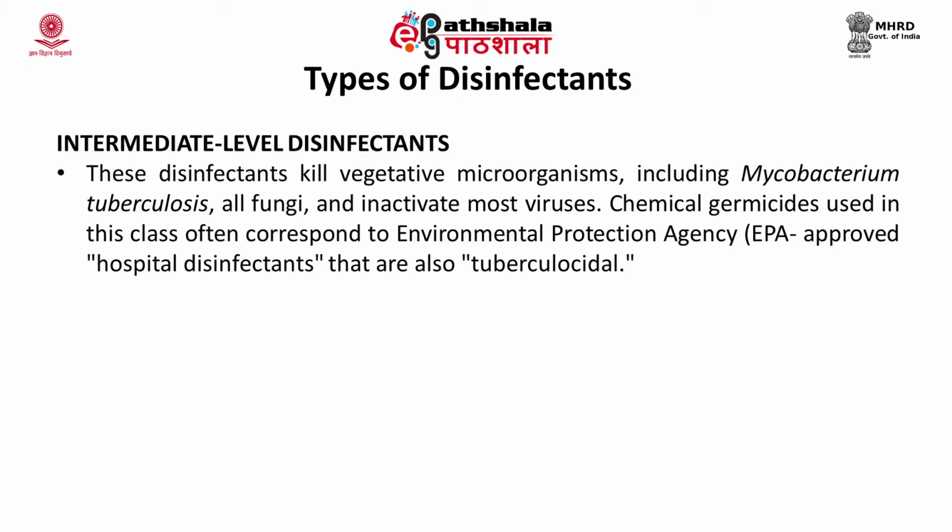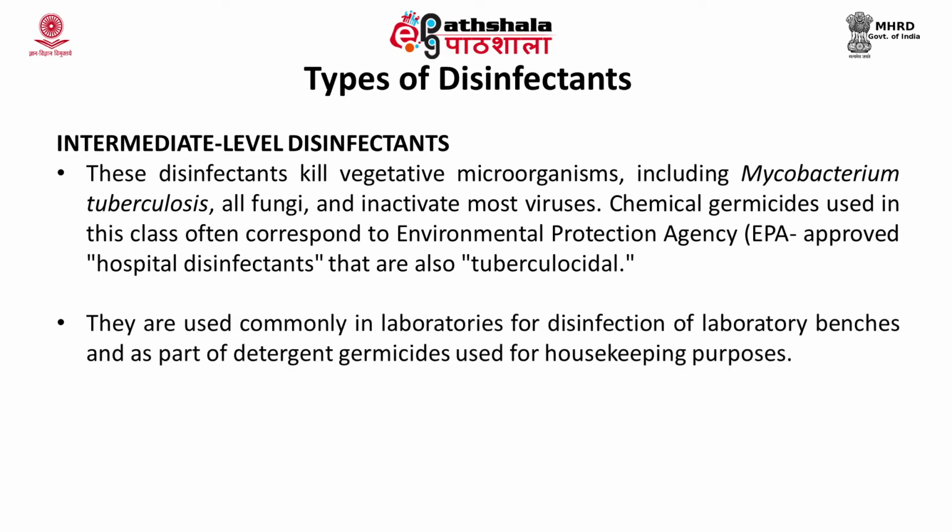The second level of disinfectant is the intermediate disinfectants. These disinfectants kill the vegetative microorganisms including Mycobacterium tuberculosis, all fungi, and also inactivate most of the viruses. These chemical germicides often correspond to the tuberculocidal class as per the Environmental Protection Agency classification. They are used commonly in the laboratories for disinfection of the laboratory benches and also as part of the detergent germicides used for housekeeping purposes.